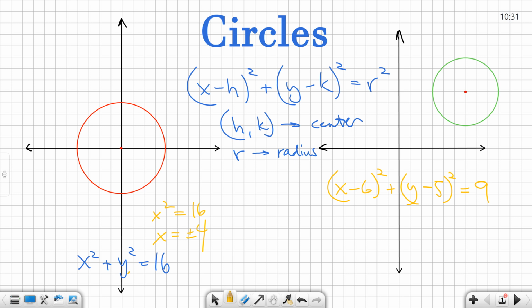Which is what we already knew. Same thing with the y-intercepts. The y-intercepts are where x equals 0. If you're struggling with that, you might want to write that down. X-intercepts are found by plugging 0 in for y. Y-intercepts are found by plugging 0 in for x.